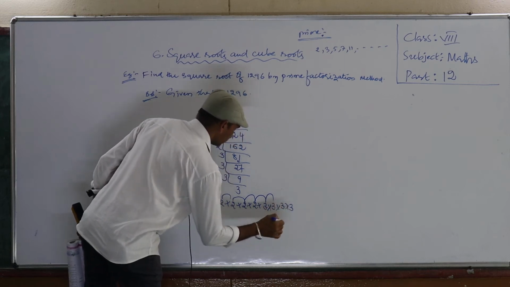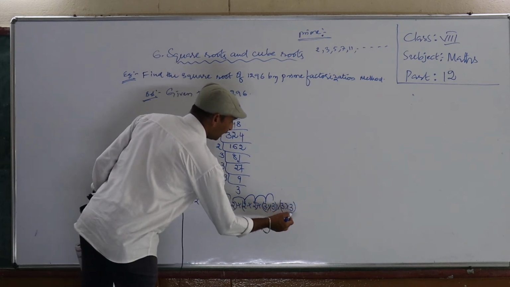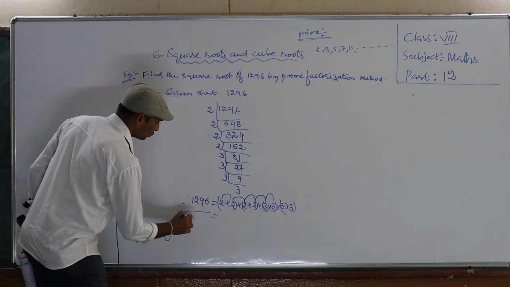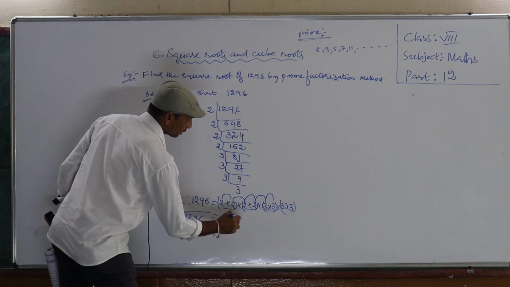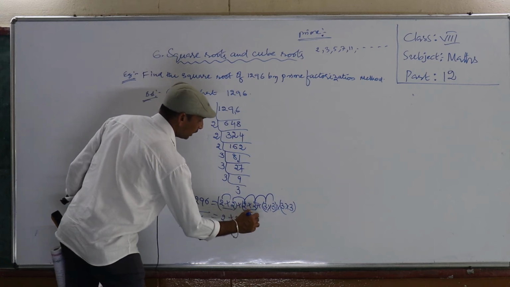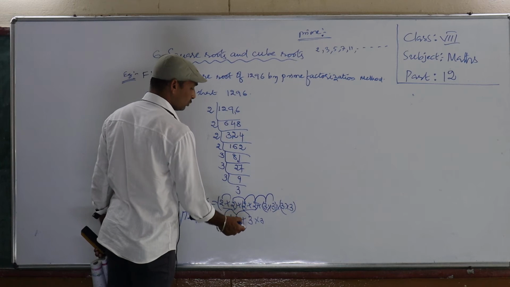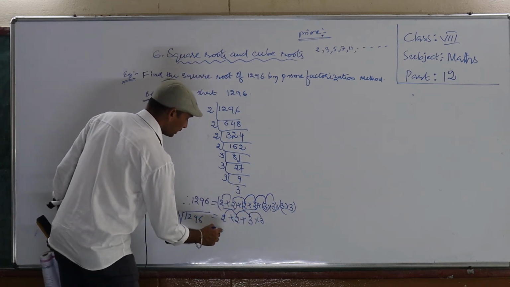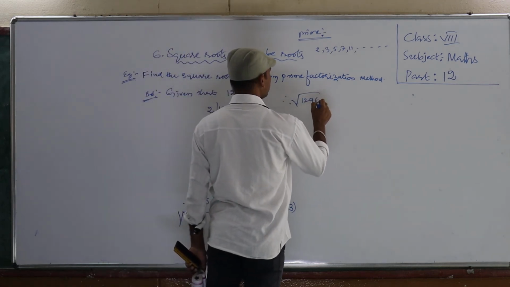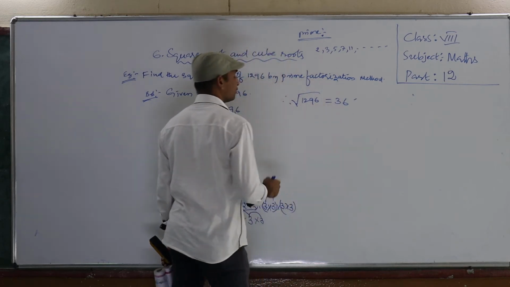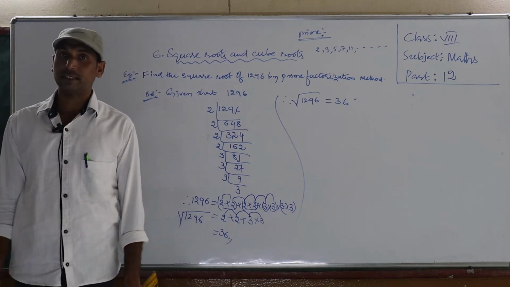Right? So now make pairs. This is one pair, this is one, and this is one, and this one is. So now the square root of 1296 is equal to, for this pair one, this and this one into this one. So here 2 2s are 4, 4 3s are 12, 12 3s are 36. So therefore the square root of 1296 is equal to 36. Okay, children? So this is the first one, if they ask, the prime factorization method.